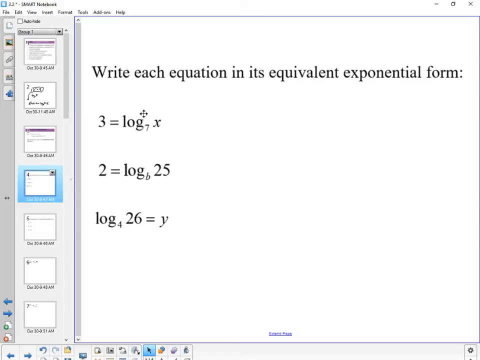All right, let's mess around. Let's play. They want us to rewrite these expressions in their equivalent exponential form. I'll give you guys a few seconds. You guys try that first.